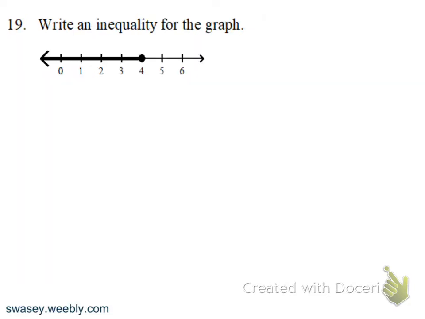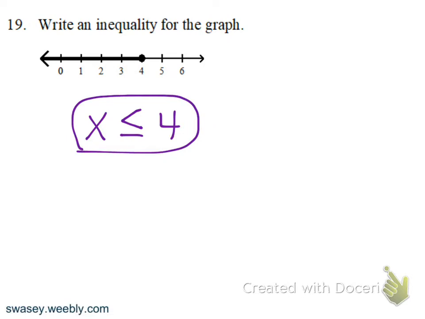To write an inequality for this graph, you've got x, you've got 4. It's to the left, so it's less than. It's a colored-in point, so it's or equal to.